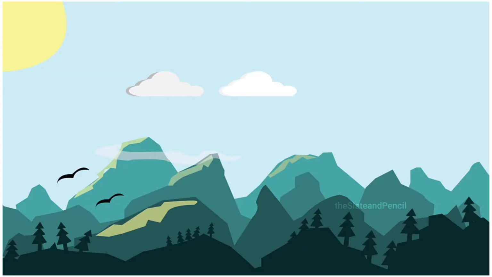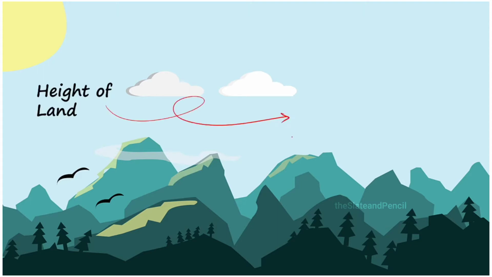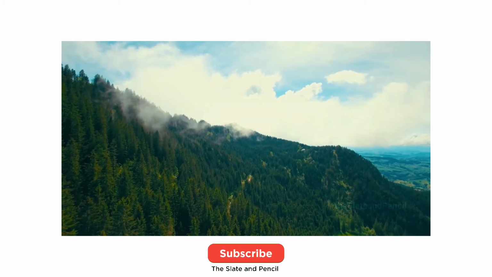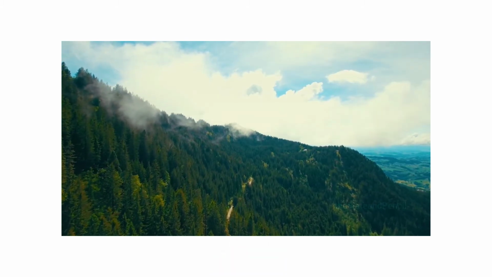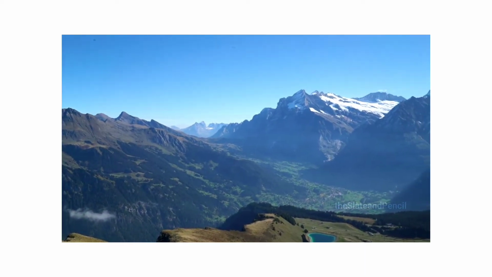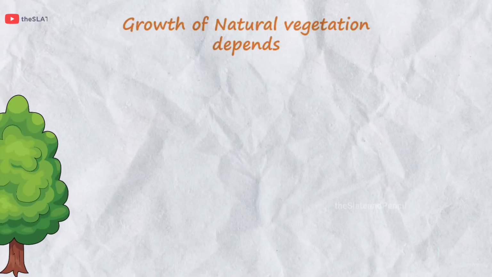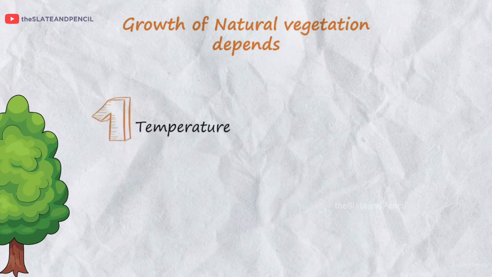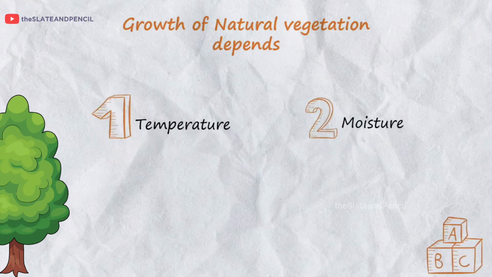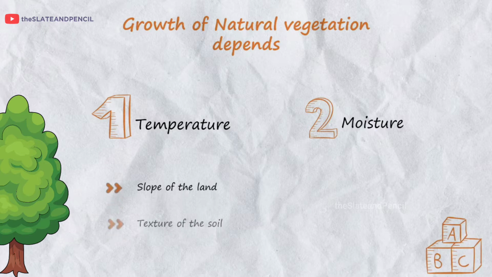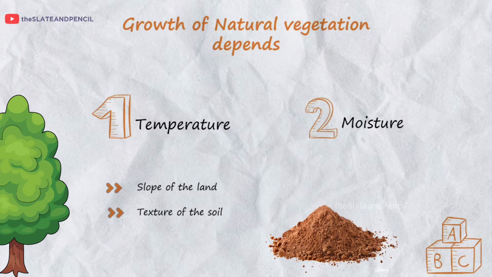From the above example, we understand that there is a close relationship between the height of the land and the characteristics of the plants. The climate of places varies with change in height, due to which the natural vegetation is also affected. So, what are the two factors on which the growth of vegetation depends? The growth of natural vegetation depends on temperature and moisture. Some factors like slope of the land and texture of the soil also help to determine the type of vegetation. The thickness and variation in the vegetation is present due to these factors.